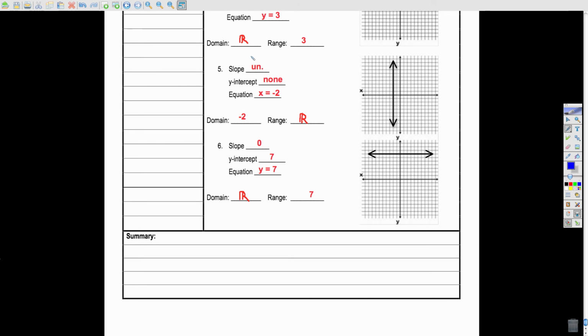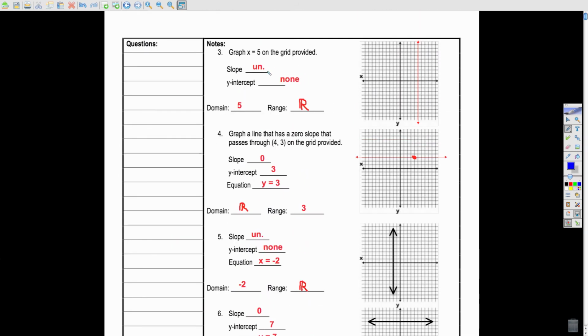The next page, graph x equals 5. Okay, x equals 5. I know if it says x equals 5, it's going to be a vertical line. So there's my vertical line. I'm going to go out to x equals 5. There it is. Up and down. There's my line. It's undefined slope. There is no y-intercept. It doesn't cross the y-axis anywhere.